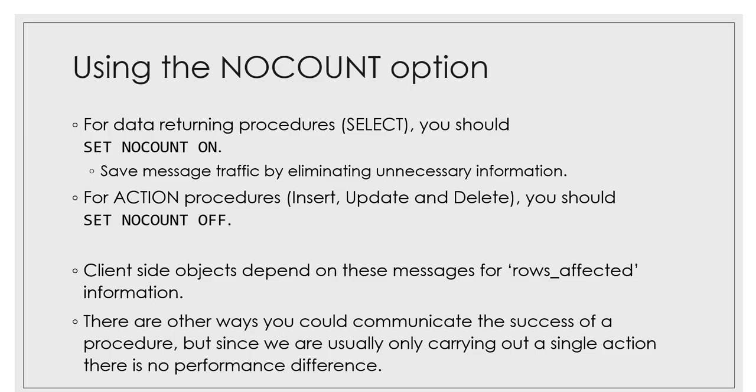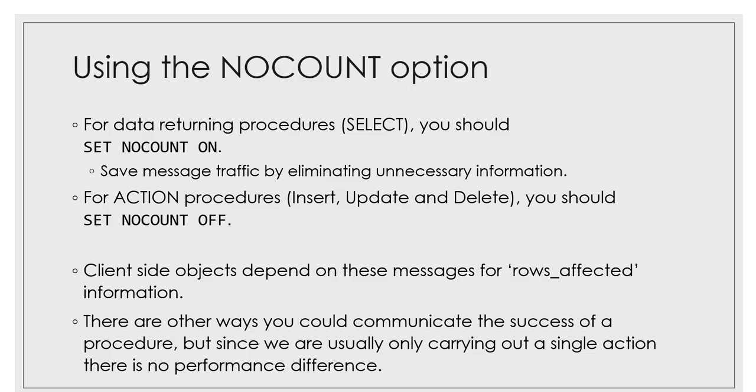For action procedures, our insert, update, and delete ones, it's the opposite situation, right? They don't necessarily return any data, right? So it's the message we're looking for. We want to know, did it work? Did we actually insert a record? If it did, by setting no count off, we allow that message to come through to say 1 record affected, right? And then we know the insert worked, or the delete, or the update, whatever the case is, right? Because often, you know, there's no error message raised, right? It's just a matter of checking, did it work or not, by checking the message itself.